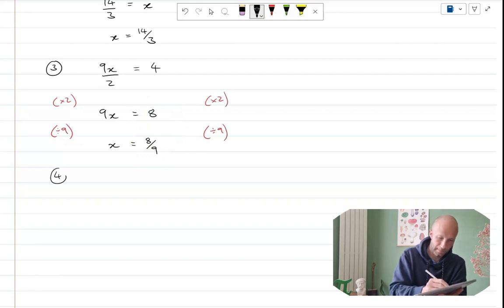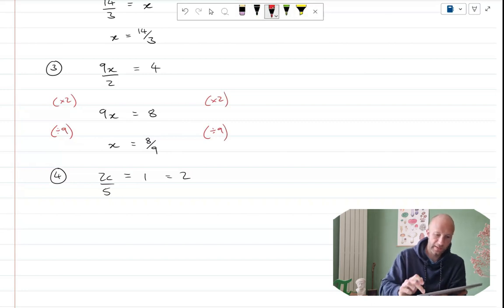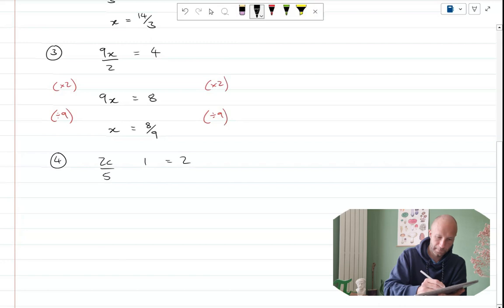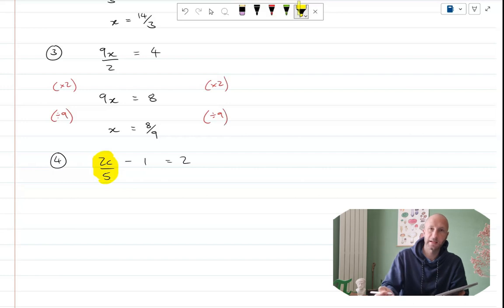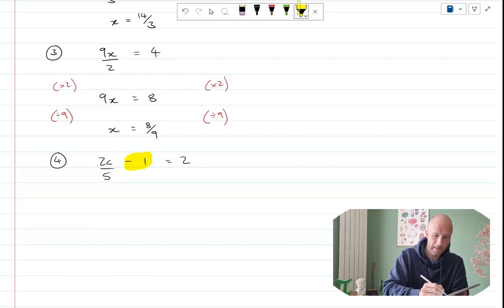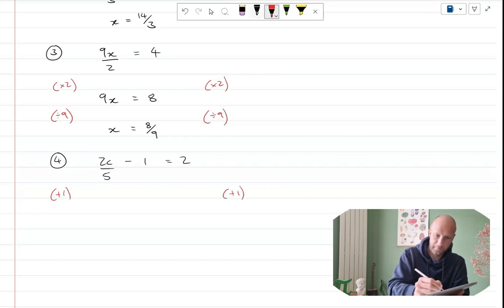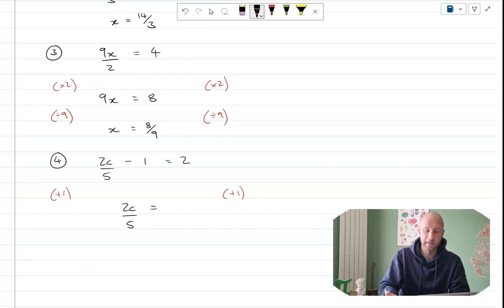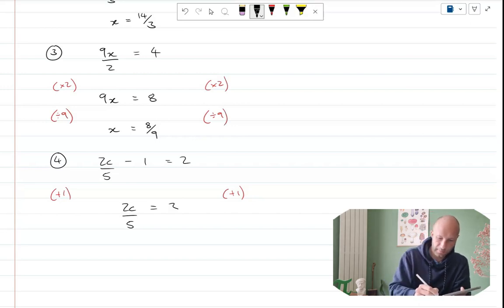2 more questions. Number 4, so 2c over 5 minus 1 equals 2. Still got my left and right hand side. Oops, sorry. So I'm going to get the c term by itself. Here's the c term, 2c over 5, the thing with the c in it. c or x doesn't matter, we treat it in the same way. So I'm going to get rid of this minus 1 by adding 1 to both sides. When I add 1 to the left, it cancels the minus 1, and the 2c over 5 just remains. When I add 1 to the right, I get 2 plus 1, which is 3.